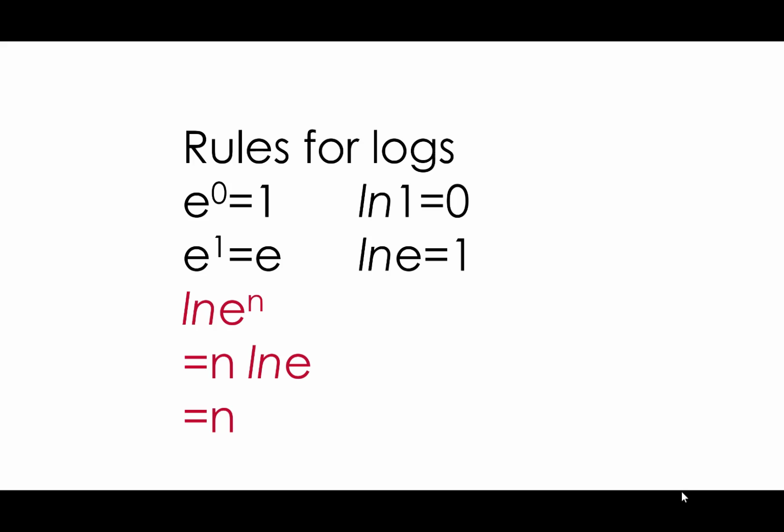But perhaps the most useful is the thing that's written in red. What is the natural log of e raised to the n power? From the rules of exponents and logarithms, I know that I can just take the n, it's equal to n times the natural log of e, and from this third line above, the natural log of e is equal to 1, so therefore n times the natural log of e is equal to n.